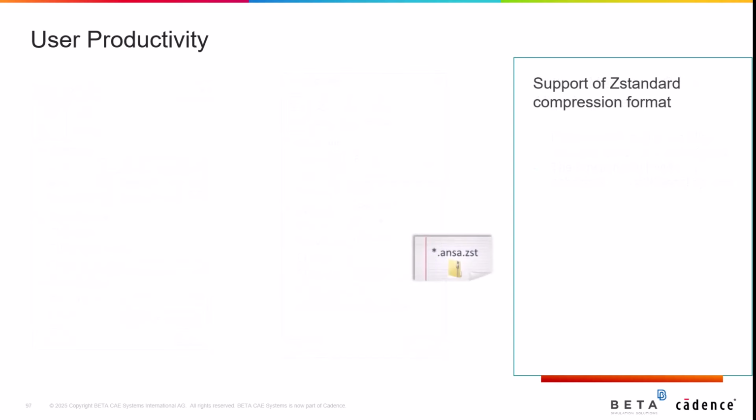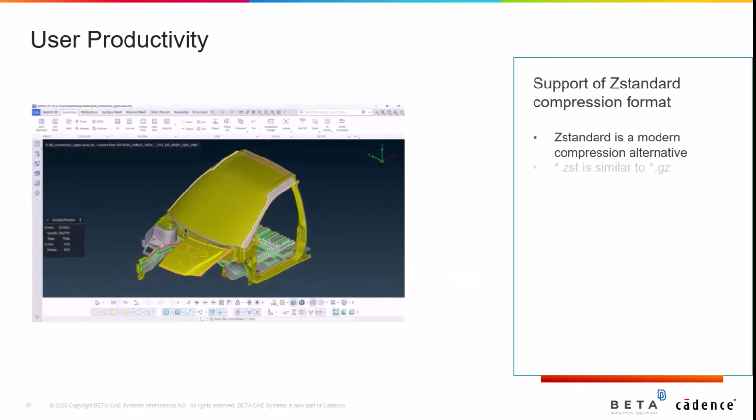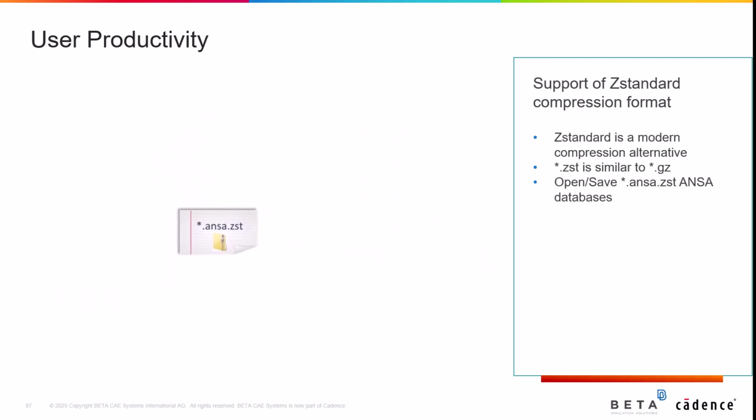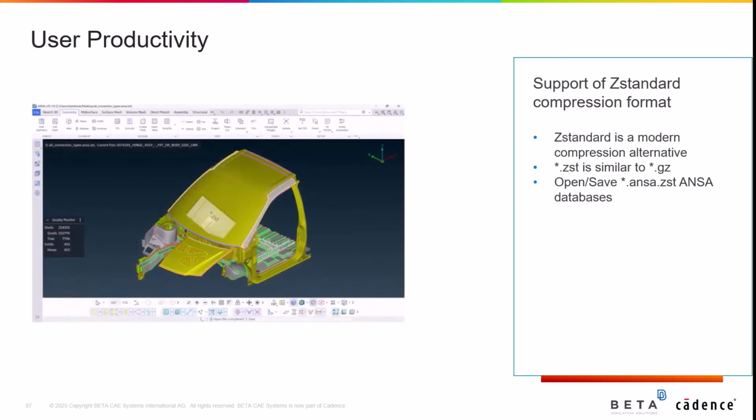Last but not least, Z-Standard compression format is now supported. Z-Standard is a modern compression format, similar to the GZ compression which is already supported. This new compression format is available for both ANSA databases and for the input and output of Solver files.